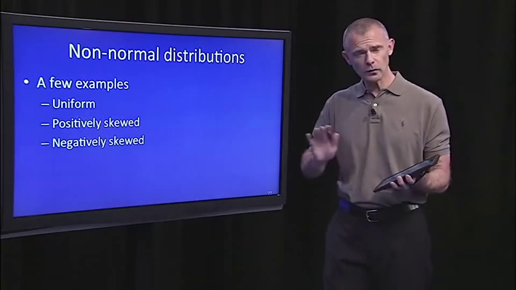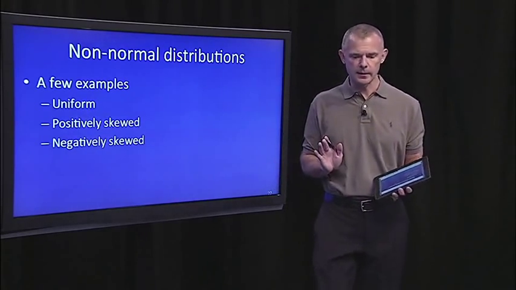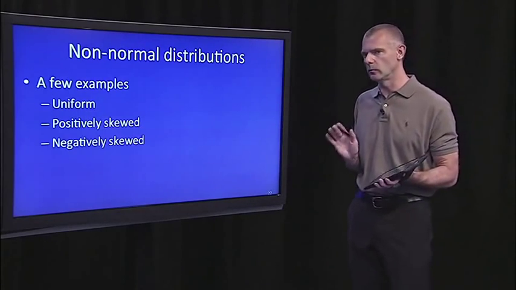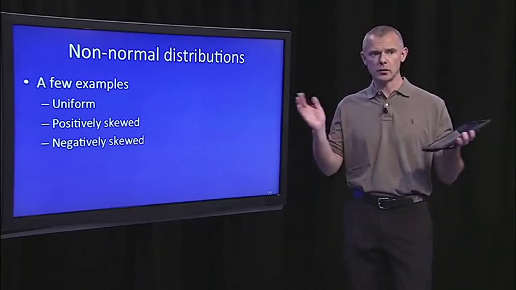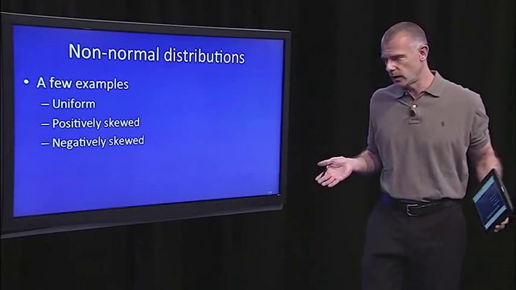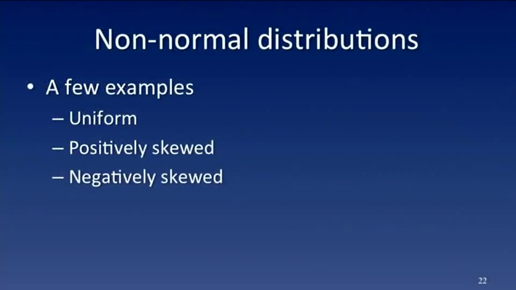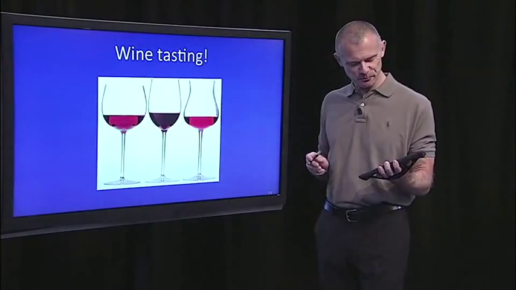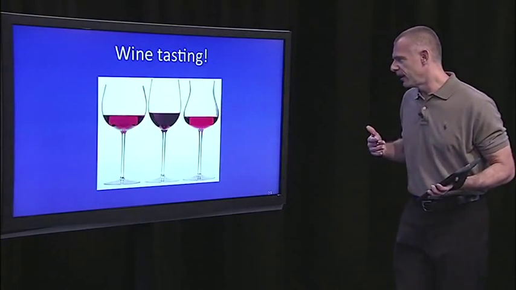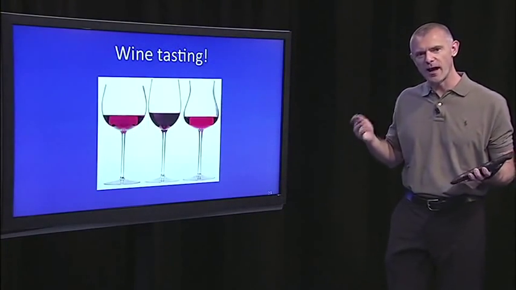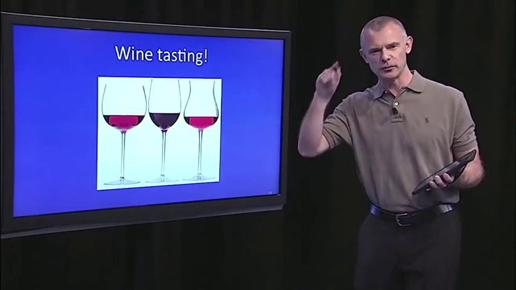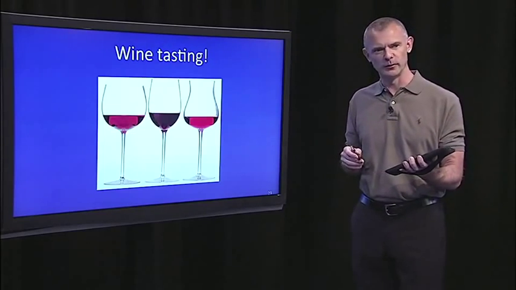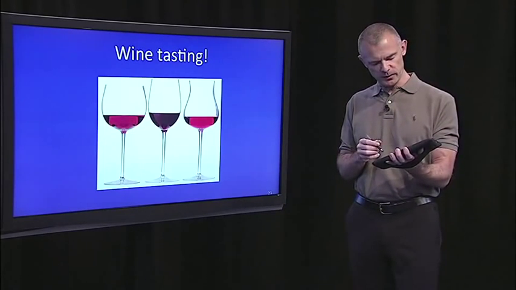Okay, so those were all just assuming that we had normal distributions. Let's look at what some non-normal distributions look like. And there are all sorts of possibilities. I'm just going to show you 3. And to do that, we're going to go wine tasting. I enjoy wine tasting. I also like that this picture has wine glasses that have sort of different distributional shapes. So it reminds me of bell curve and non-normal distributions. So it was a good image to take.